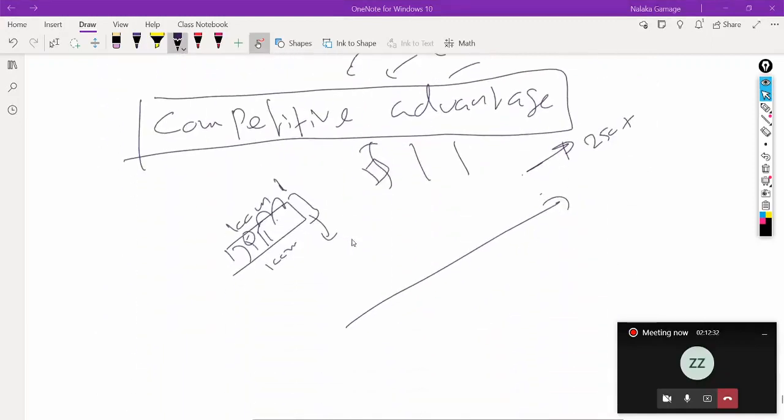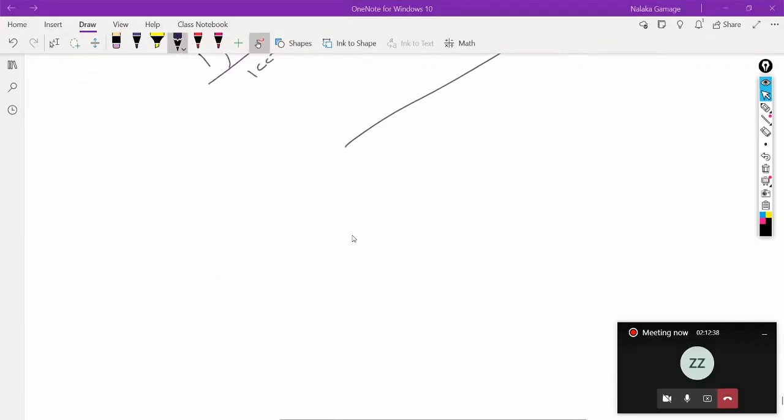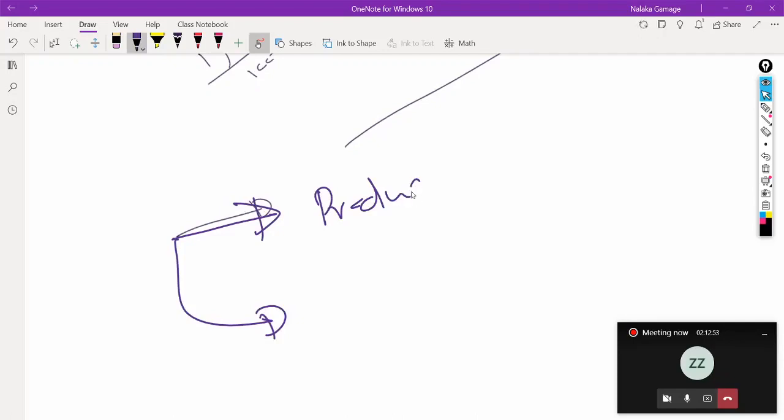Right, and also when it comes to organizations, the business organizations, there are two types of business organizations. So what are those two types? Depending on what kind of thing they are giving to the society. So product oriented businesses and service oriented businesses.